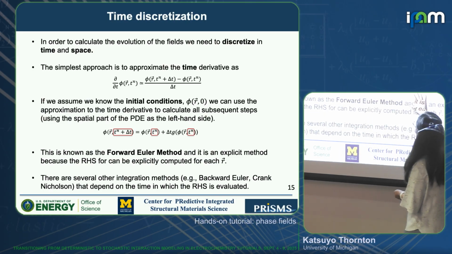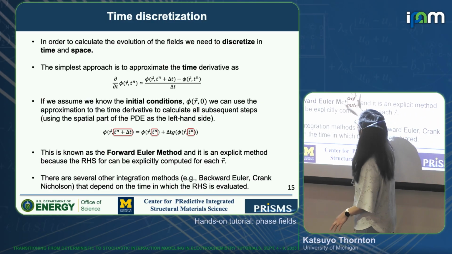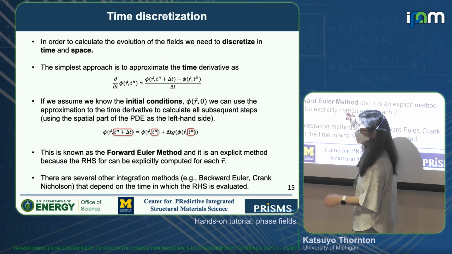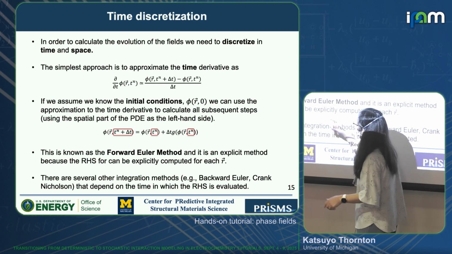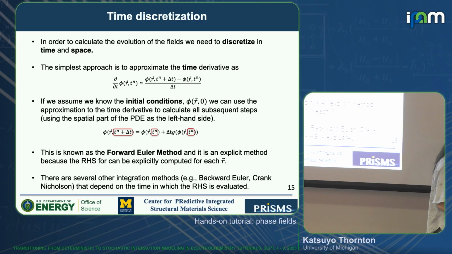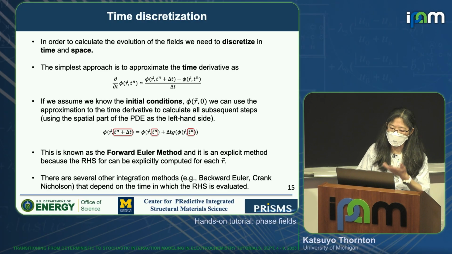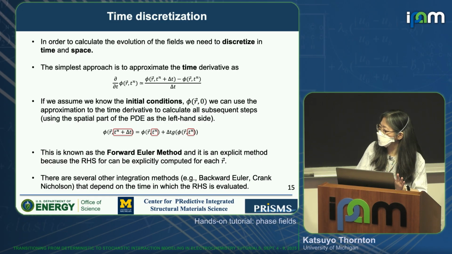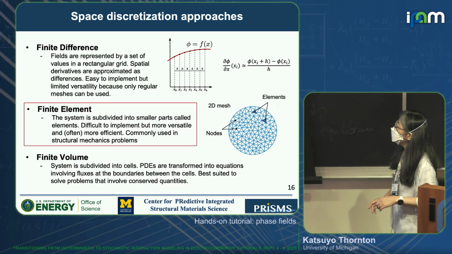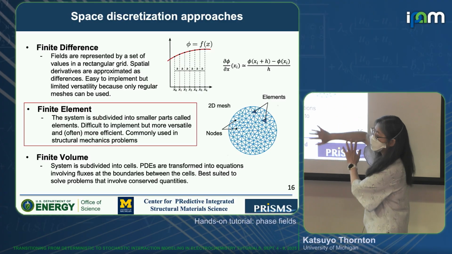So this is everything on the right-hand side. This is an explicit method. Everything on the right-hand side is from what we know now. This is the future value. You have to figure out what it is. And that's just for Euler, there are other methods that can be used, which just change the expression a little bit, right? And then finite difference, and this is now in space.